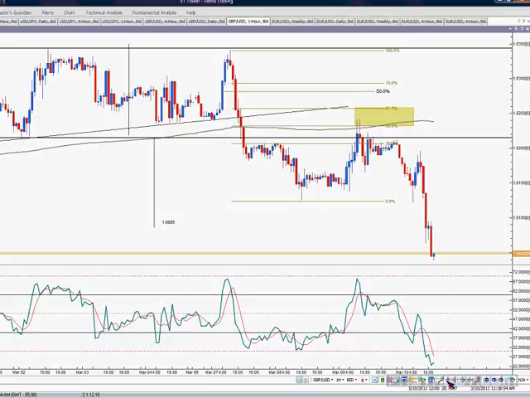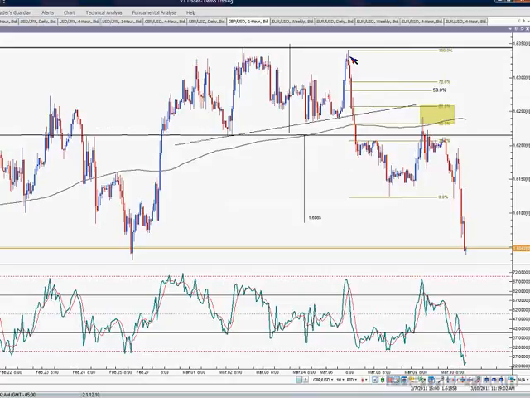Do you use Elliott waves? Yes, I do use Elliott waves here. Okay, let's take a look at this.